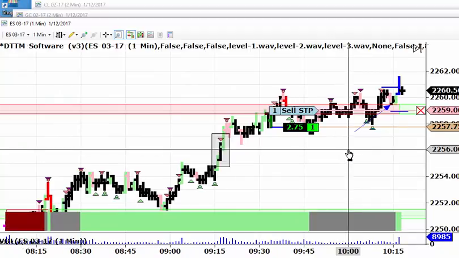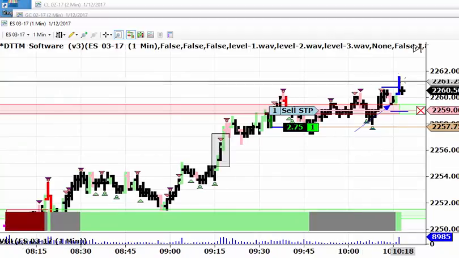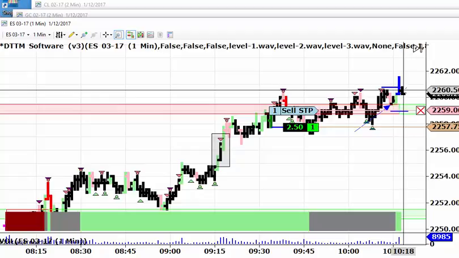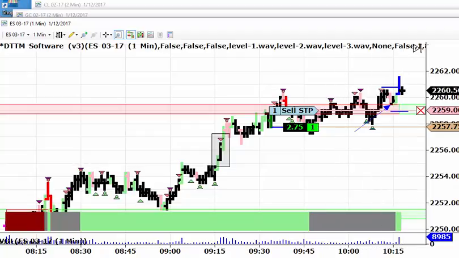Now, one thing I don't like here obviously is this blue bar that's come right back down to its low. So we might be getting a temporary exhaustion here. We'll have to wait and see. But we've got our stop in place, and we'll just let that play out. So that's it for now. Once again, pause the recording.